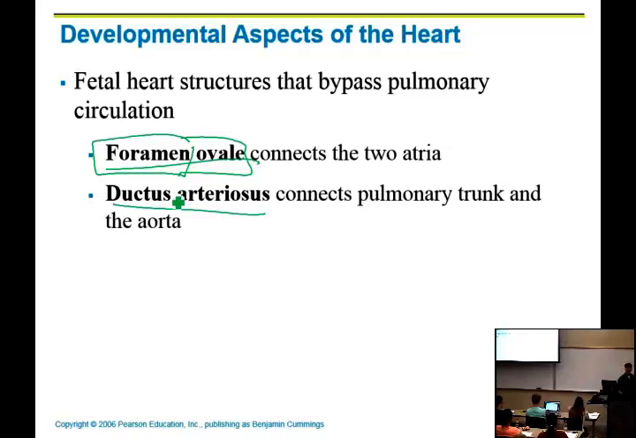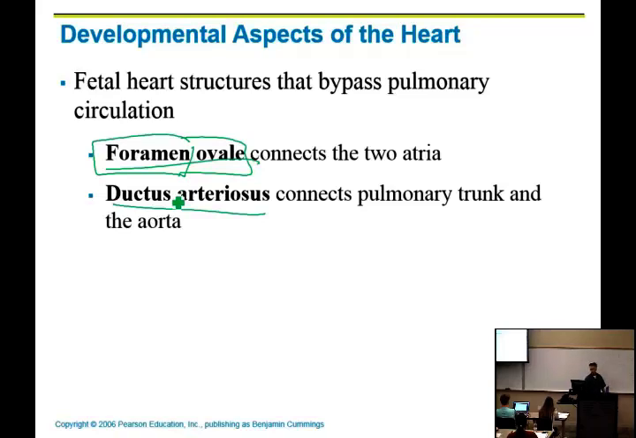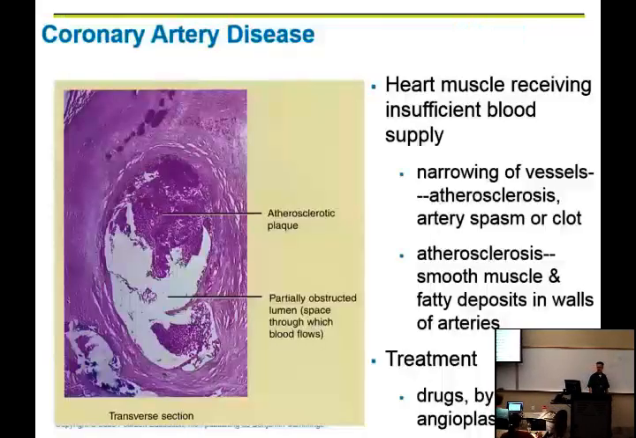Ductus arteriosus is another shortcut between the pulmonary trunk and the aorta. Again, rather than going all the way to the lungs and back, let's just shortcut it right into the systemic circuit that way instead. Okay?